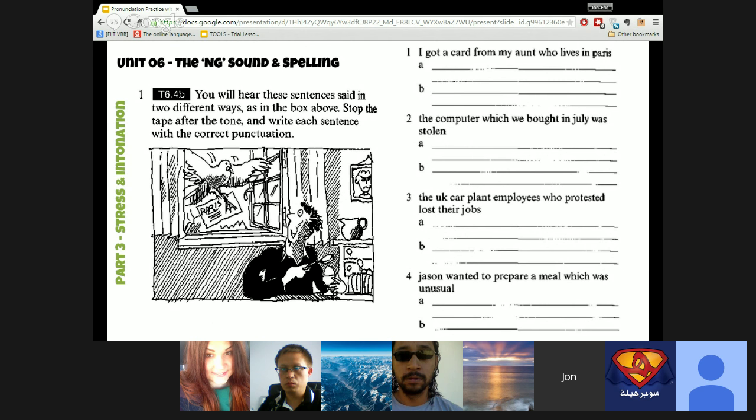Okay, let's pause there and see how well you did with those. In number 1, which sentence had the comma? Which one was the non-defining relative clause, A or B? What did you get, class?